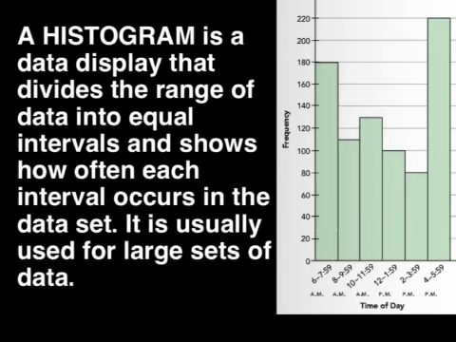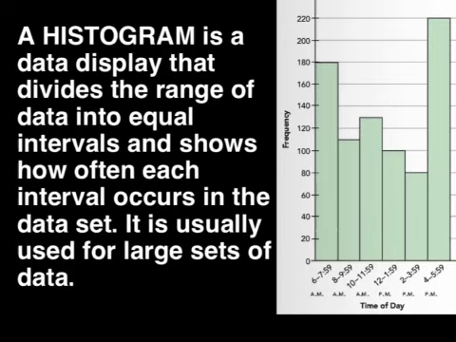Alright, so a histogram is a data display that divides the range of data into equal intervals and shows how often each interval occurs in the data set. It's usually used for large sets of data. That's really important. We don't want to make a dot plot. If we have 1,000 pieces of data that we want to display, we don't want to make a dot plot because we'll be making 1,000 dots, and that's just simply too many.